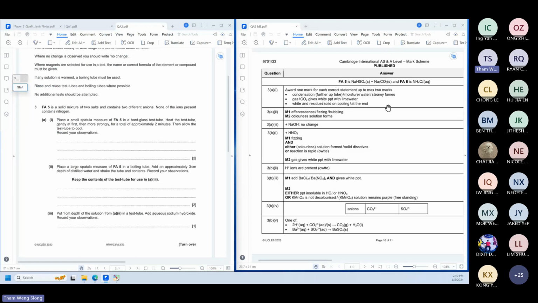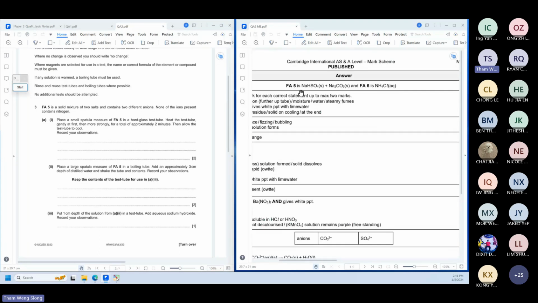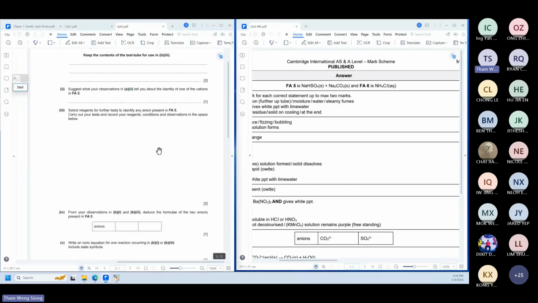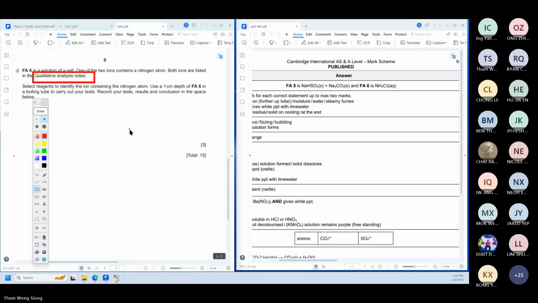So you look at the mark scheme, right? This is when you see the FA5, for this, it is sodium hydrogen sulfate and sodium carbonate. Later, the FA6 is ammonium chloride. Right here, thank God, because they say both the ions got qualitative analysis. So this one, you can refer to behind there. Make sense? But it's only 3 marks.